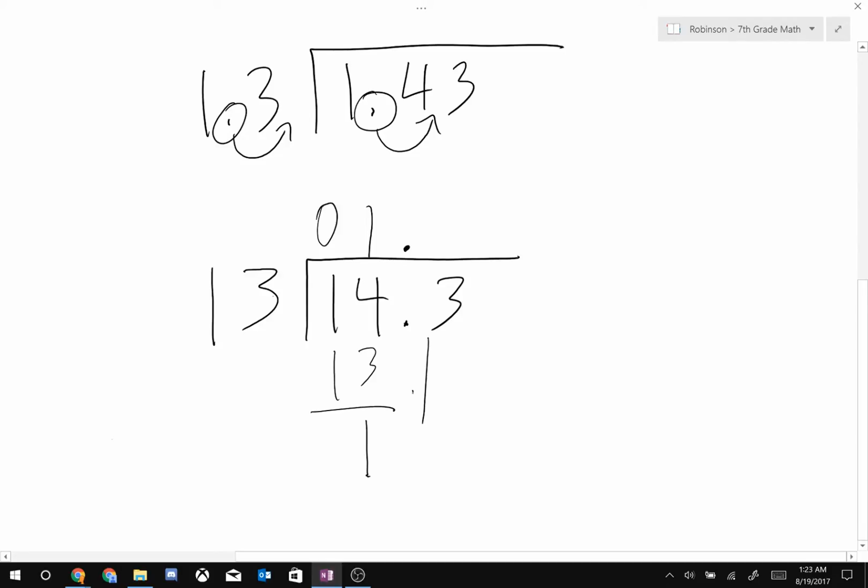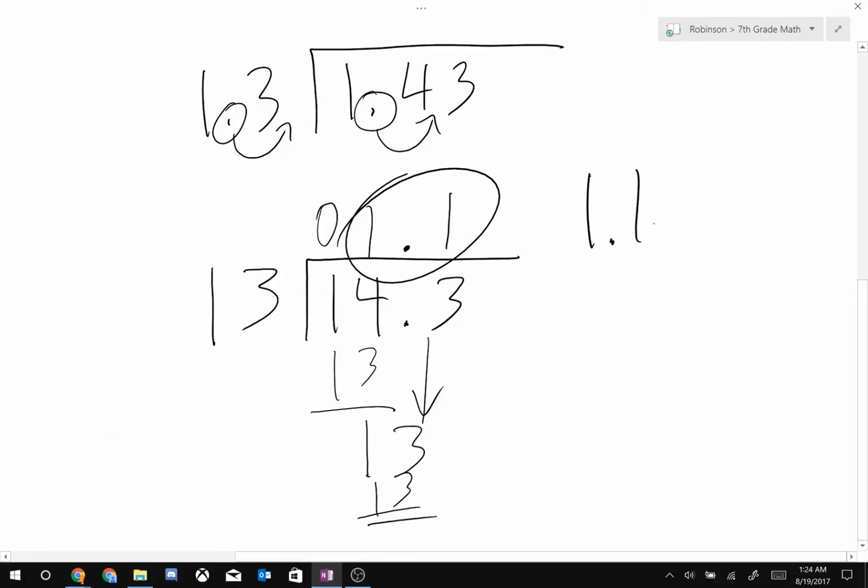I then bring down my next number, that's a 3. 13 goes into 13 one time. Since we brought down the 3, I'm going to write that 1 above the 3. 1 times 13 is 13 again, and we've reached the end of our problem because we have a remainder of 0. Therefore, our answer is going to be 1.1.